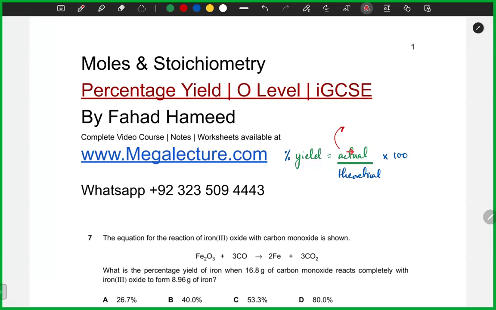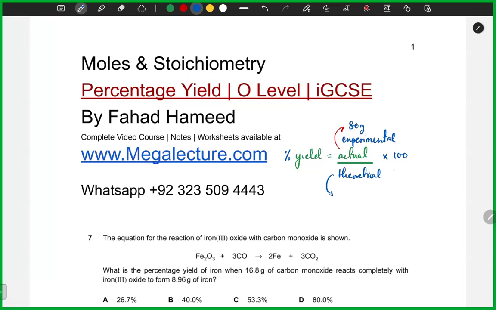Okay, that's the actual. You do an experiment and you find out, let's say you were trying to produce a certain amount of NaCl, and the actual mass in the experiment came out to be, let's say, 80 grams. So actual is your experimental. It's the one that you get from your experiment. You actually do an experiment.